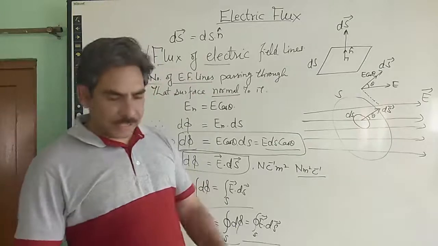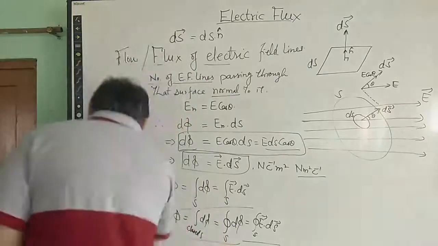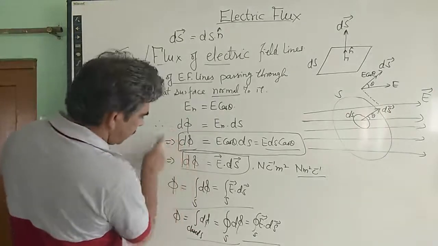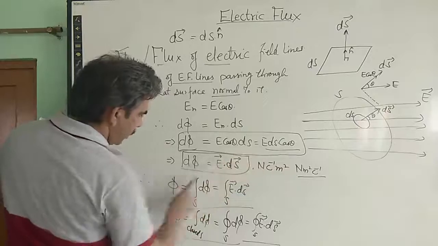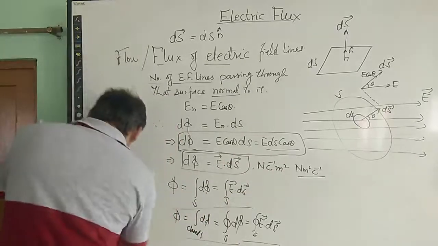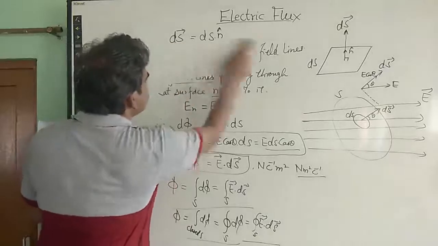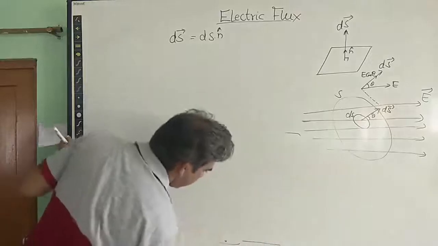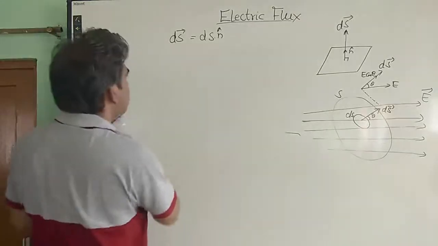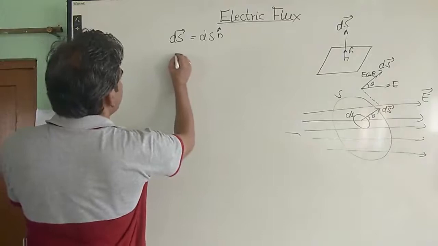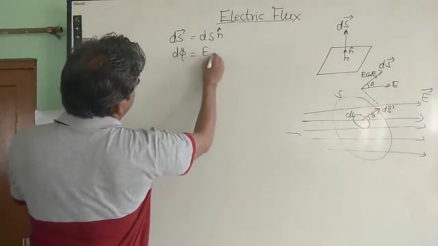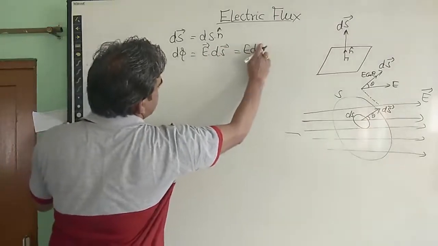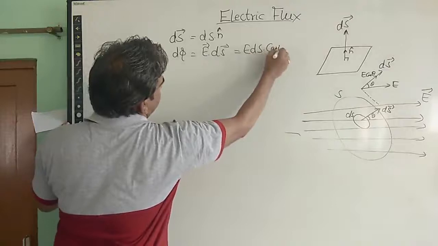To conclude, I am taking one short numerical. So this is the definition of electric flux. Here this is the magnitude and this is the vector form. You must keep this in mind. The question is very simple, so that you will get a clear idea of what we are discussing here. Flux is equal to E dot ds, or you can take it as E ds cos theta.